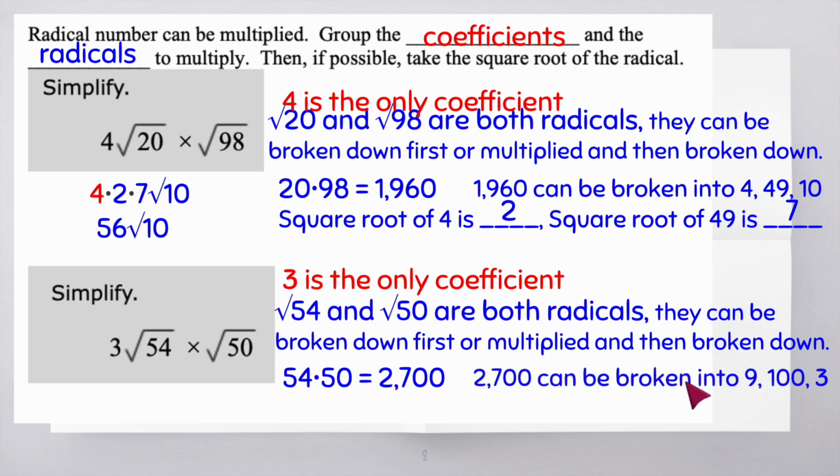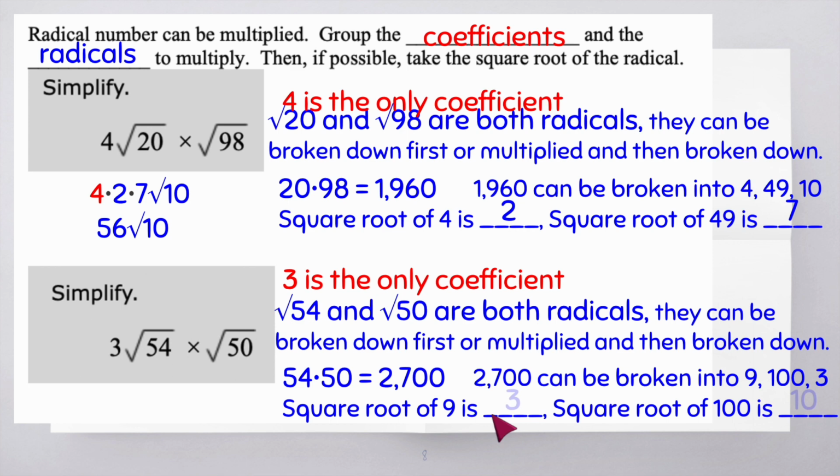And then I can break this number into 9, 100, and 3. Now, hopefully, if you were looking at this and you saw the 2 zeros, you can recognize that it divides by 100, because there's 2 zeros. And then we have 27. Well, we broke that down earlier. 27 can divide into 9 and 3, right? So this one's not too hard to break down, but again, you do want to recognize those squares.